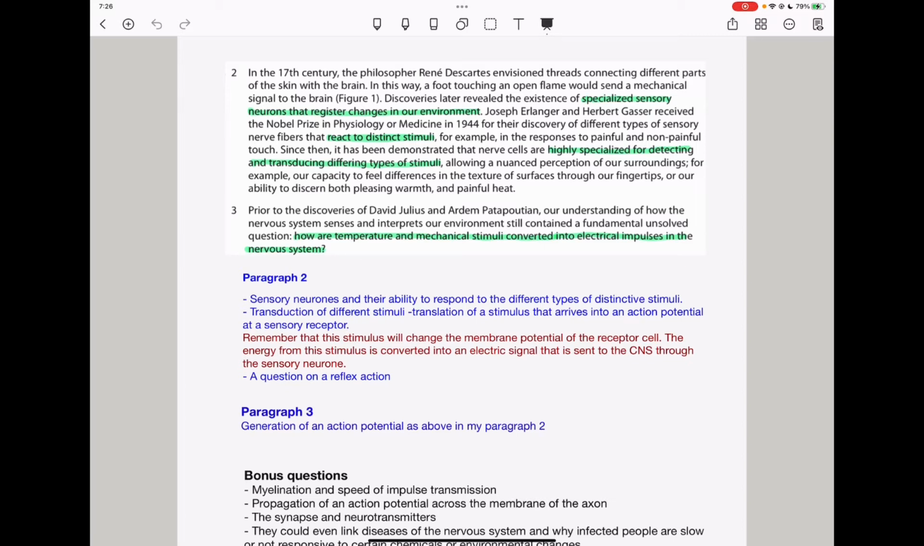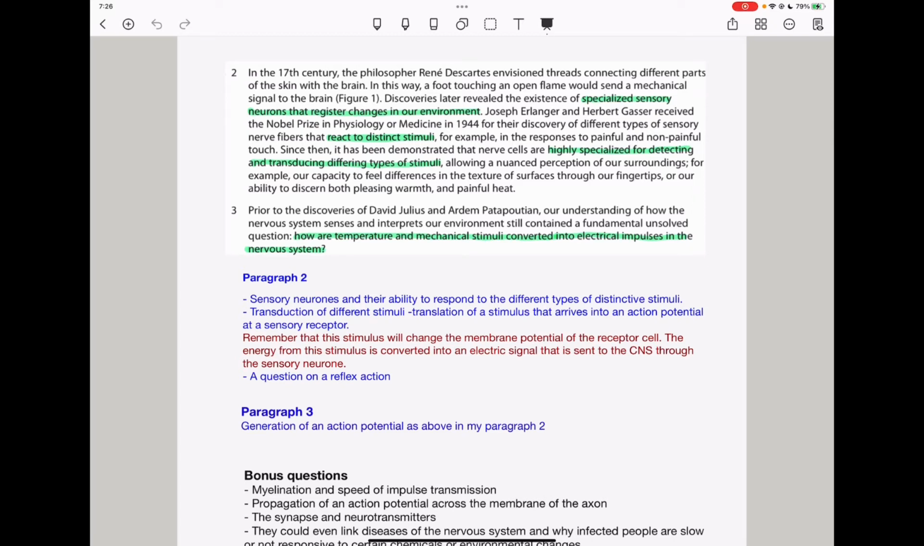So here I said you have to remember that this stimulus will change the membrane potential of the receptor cell. So there is a receptor cell, its potential is going to change. In the process of that change, an action potential is going to be created within the sensory neuron, and this will take the electrical signal to the central nervous system.